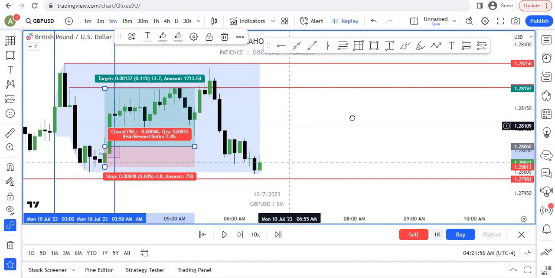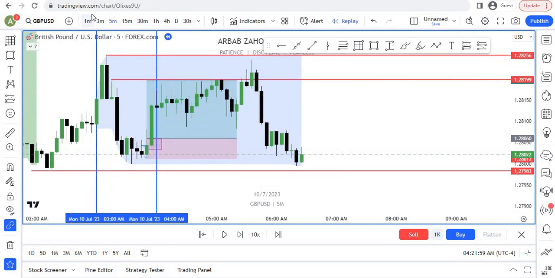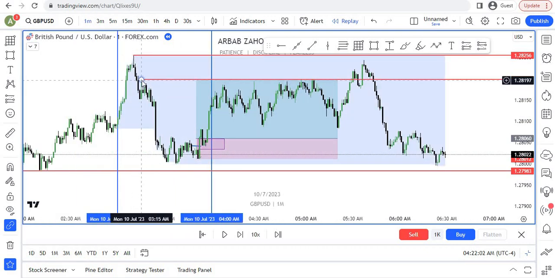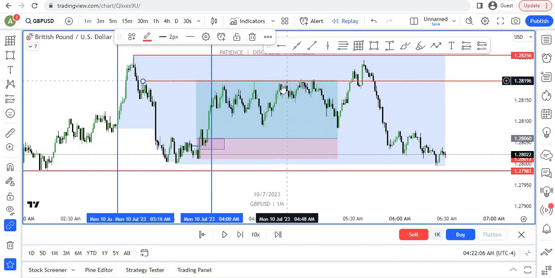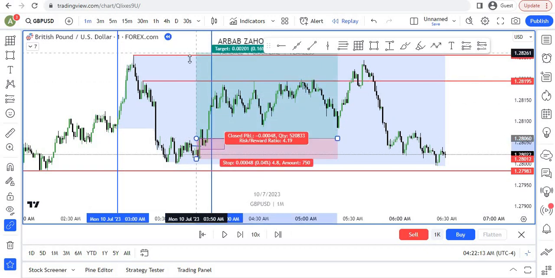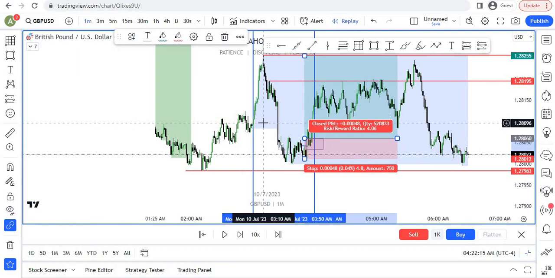Here is your liquidity pool in this area. In 1 minute also you will find this is the liquidity. Yeah, here are the equal highs. This is a good area, and price already tapped 2-3 times here, so it's a good area for you to get out. Okay, so that is here for me.